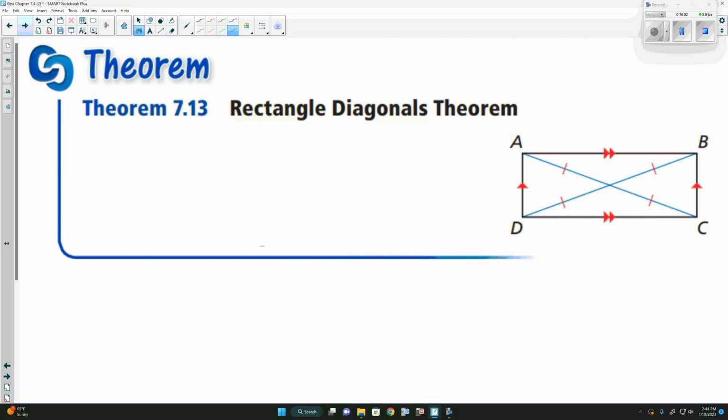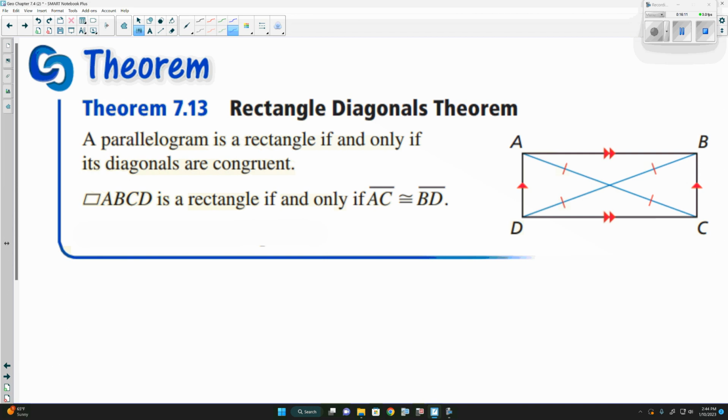Our next theorem, the rectangle diagonals theorem. A parallelogram is a rectangle if and only if its diagonals are congruent. If and only if its diagonals are congruent. And they are going to bisect each other.